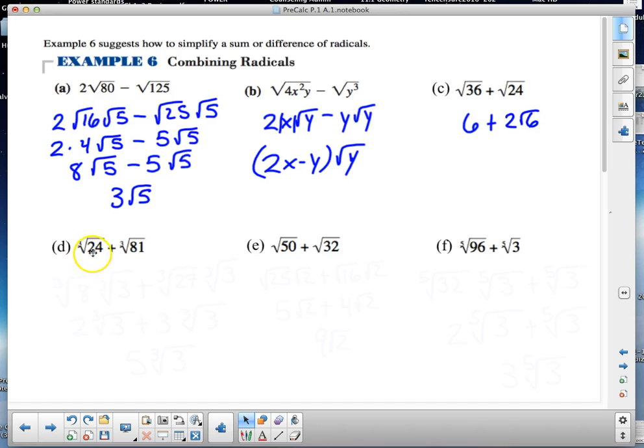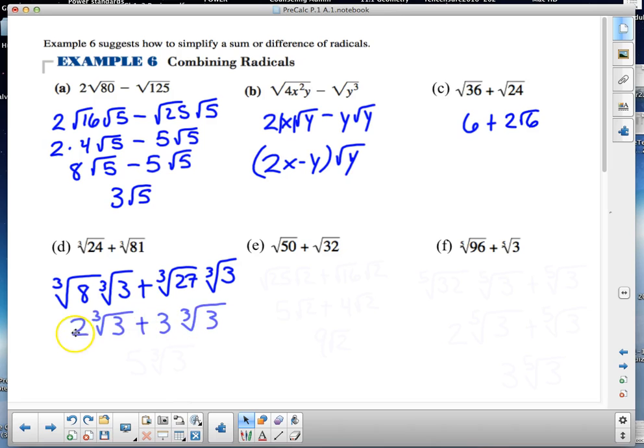Welcome back. Now remember, this is 24, and that's the cubic root of 8, I should say, times the cubic root of 3, because 8's a perfect cube. For 81, the perfect cube is 27 times 3, so the cubic root is 27 and 3. And now I break it down, and I have 2 the cubic root of 3, 3 the cubic root of 3, 3 plus 2 is 5, so 5 the cubic root of 3. Make sure I show my index, because I just can't drop it and have the square root of 3.